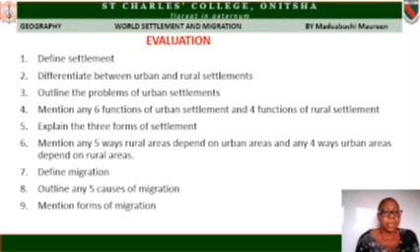Let me use these questions to evaluate you. One, define settlement. Two, differentiate between urban and rural settlements. Three, outline the problems of urban settlements. Four, mention any six functions of urban settlement and four functions of rural settlement. Five, explain the three forms of settlement. Six, mention any five ways rural areas depend on urban areas and any four ways urban areas depend on rural areas. Seven, define migration. Eight, outline five causes of migration. Nine, mention forms of migration.